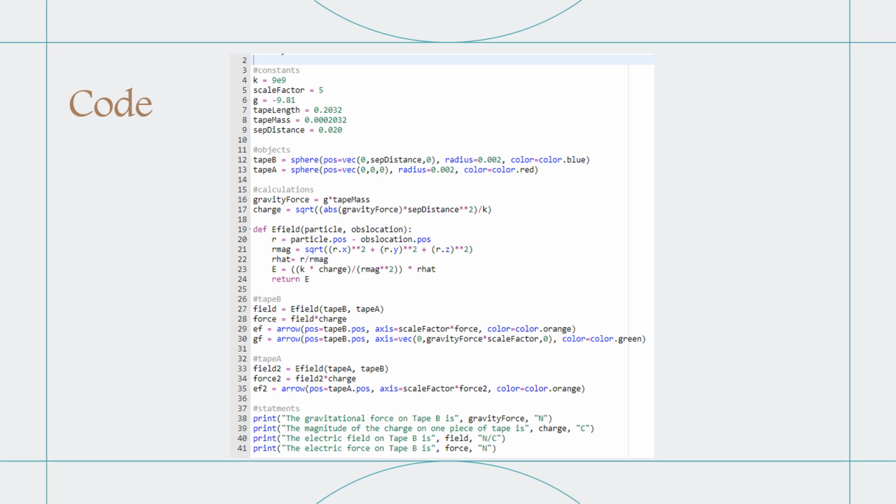I have the constants first, the objects, and the calculations. I used the electric field calculations and multiplied that times the charge for tape B in order to create an arrow to show the magnitude of the electric force, and I did the same thing with the gravity. For tape A, I only did the electric field function, and then I multiplied that times the charge in order to get the force and used that to show an arrow for the magnitude as well.